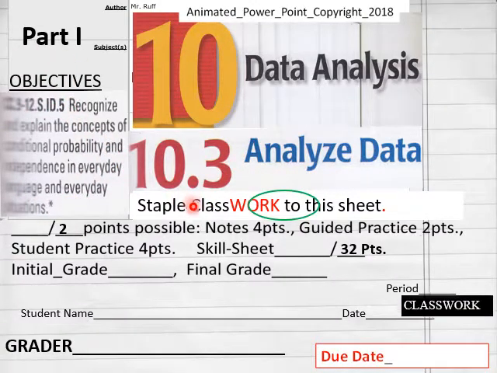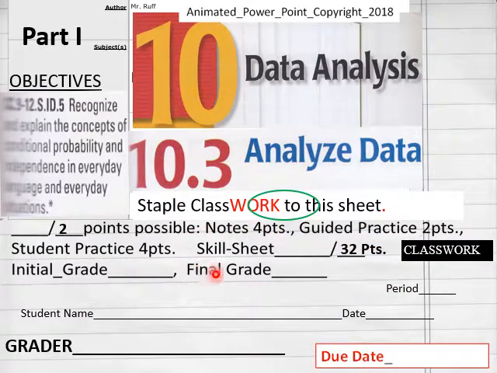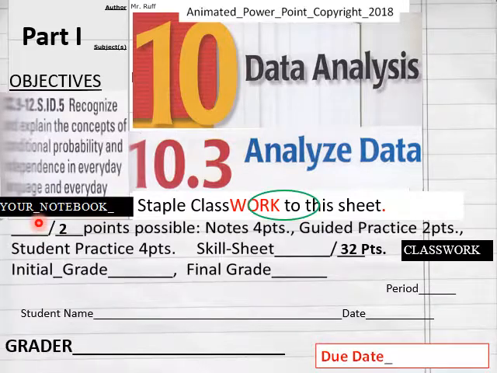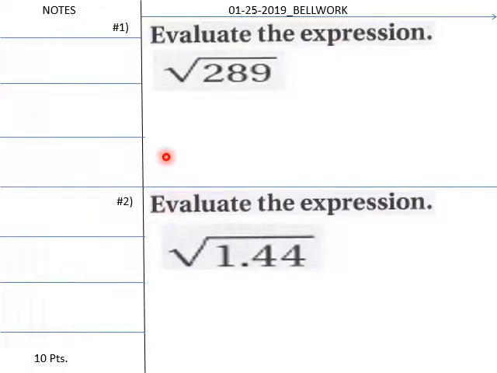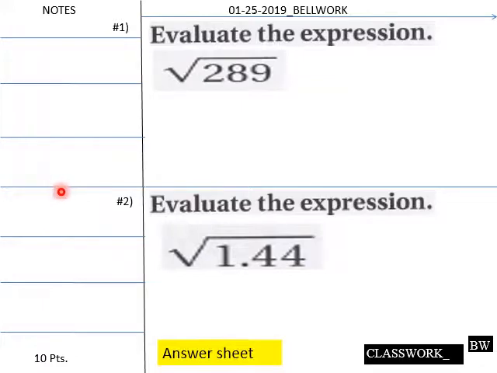It is part 1, and we have a 32-point classwork sheet accompanying this, and I've got a 2-point notebook guide. For this lesson, teachers, here's the bell work for today. For your students, give them 4 minutes to do it. Give them 3 minutes to do this one.